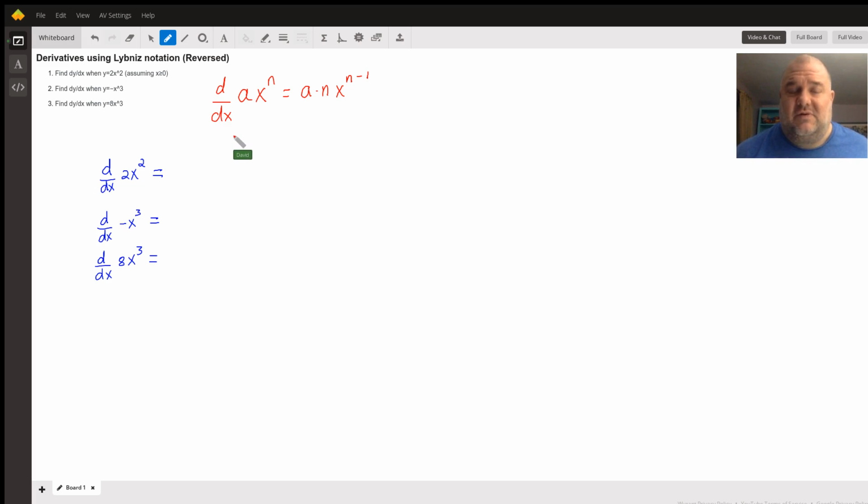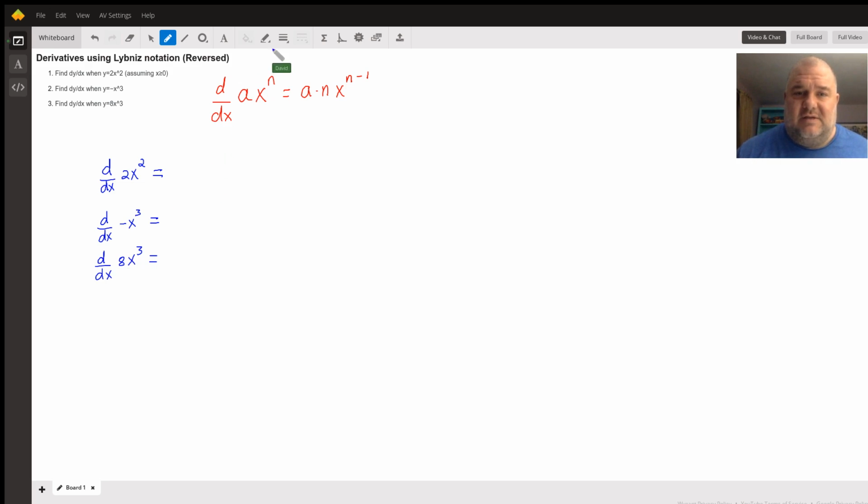You're going to use it for finding derivatives of polynomial functions, rational functions. You'll use it quite a bit. And even as you go further into your calculus, when you start doing the chain rule, you're going to use the general power rule as well.